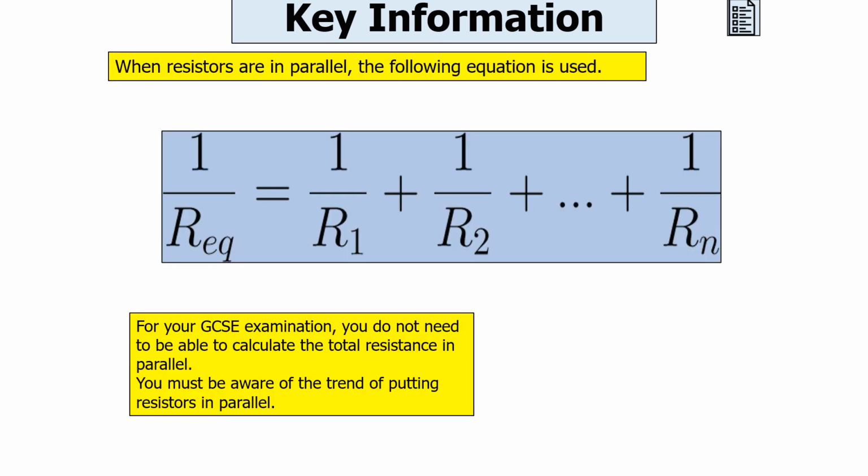Now when resistors are in parallel, we use the following equation: 1 over R total is equal to 1 over R1 plus 1 over R2 plus 1 over Rn, where n is the total number of resistors you have in parallel. Just to be clear, for your GCSE examination, you do not need to be able to calculate the total resistance in parallel, but you must be aware of the trend of putting resistors in parallel.